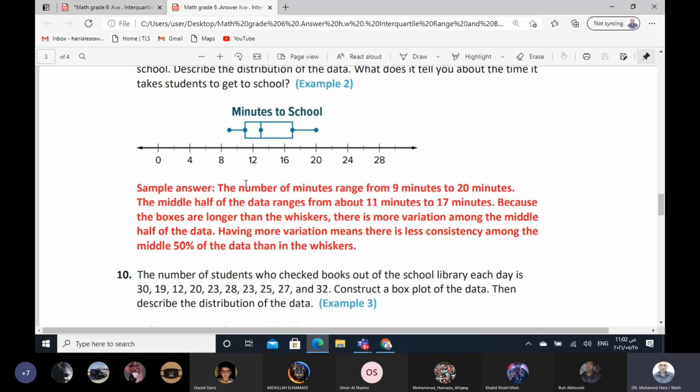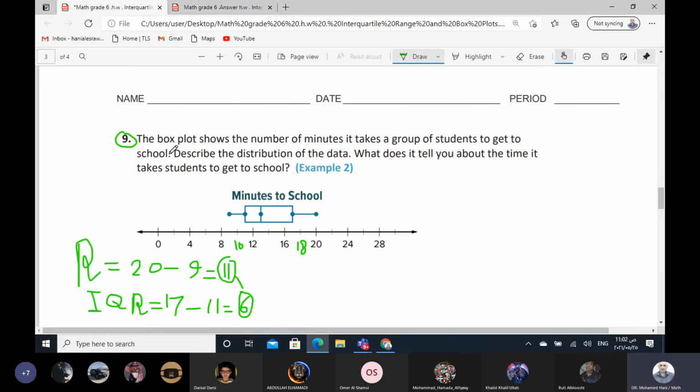Less consistency. Because here we have more variation, it means we have less consistency among the middle 50% of the data. This is the middle 50%, and then the whiskers.